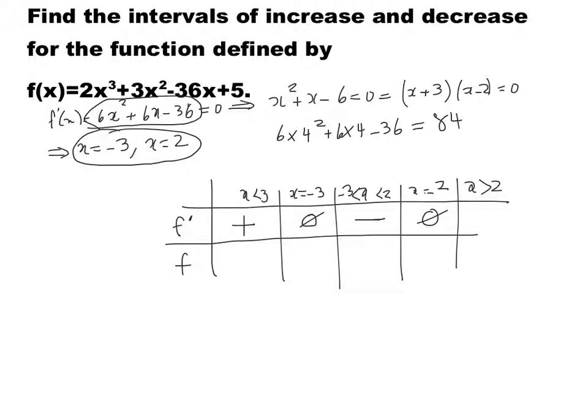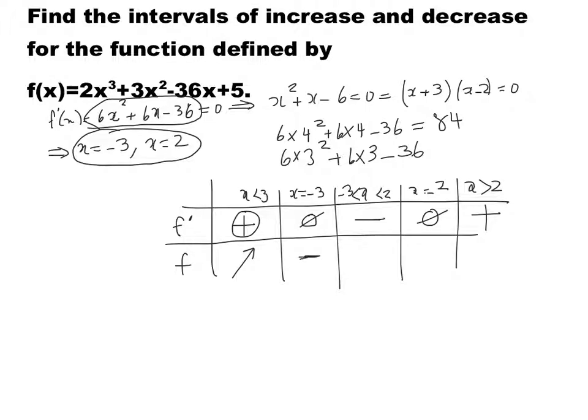For x greater than 2, let's pick a number like 3. So I'm going to get 6 times 3 squared plus 6 times 3 minus 36. 6 times 3 squared is 6 times 9, which is 54, plus 18 gives me 72, minus 36 is 36, which is a positive number. Now, looking at the sign, I can see that because f prime is positive here, the function is increasing. At x equals negative 3, we know that the slope is 0, so it's going to be a horizontal line.